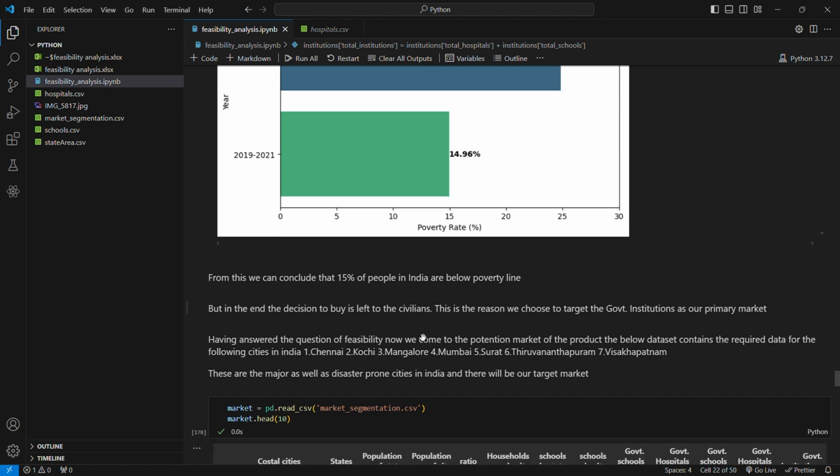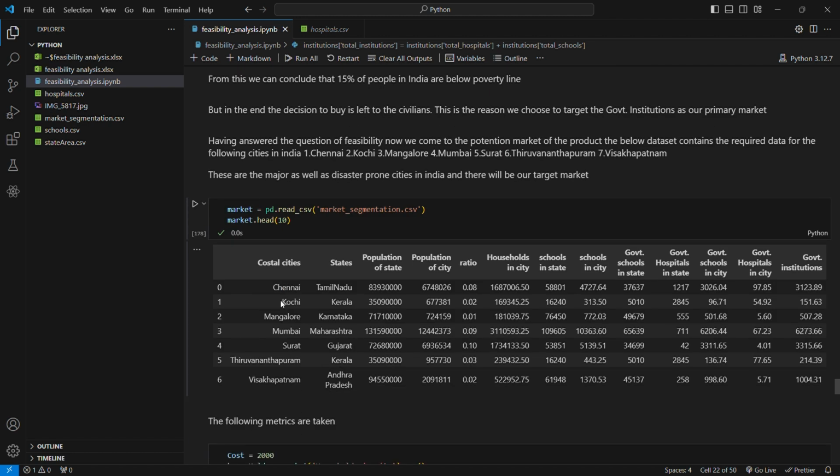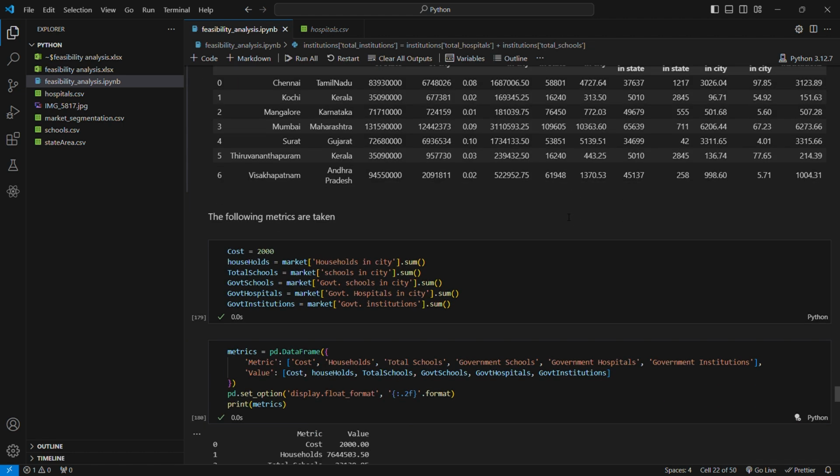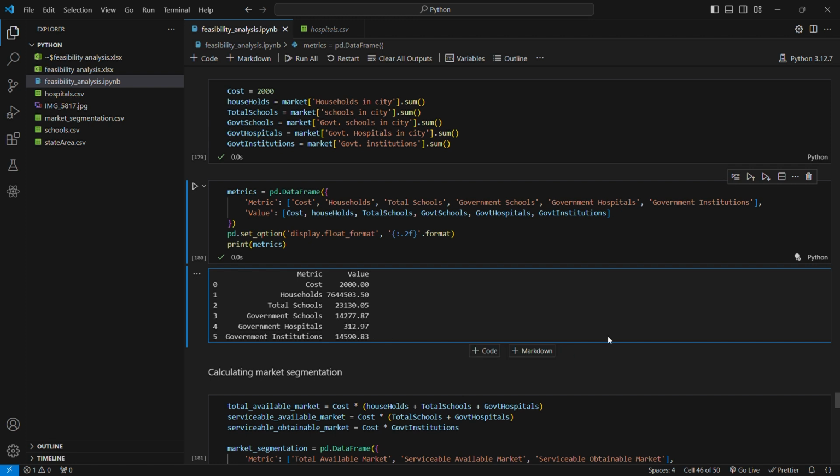Now, coming to the market value of this product, we are going to only focus on the major cities in India, which are also disaster prone areas like Chennai, Kochi, Mangalore, Mumbai, Surat, Thiruvananthapuram, and Visakhapatnam. So, we have collected all the relevant data like the population, the households, the government schools, the government hospitals, and all the government institutions for these major cities. And from that, we have taken these metrics. The metrics being the cost of our product, the number of households, the total number of schools and government schools and hospitals, as well as the total number of government institutions.